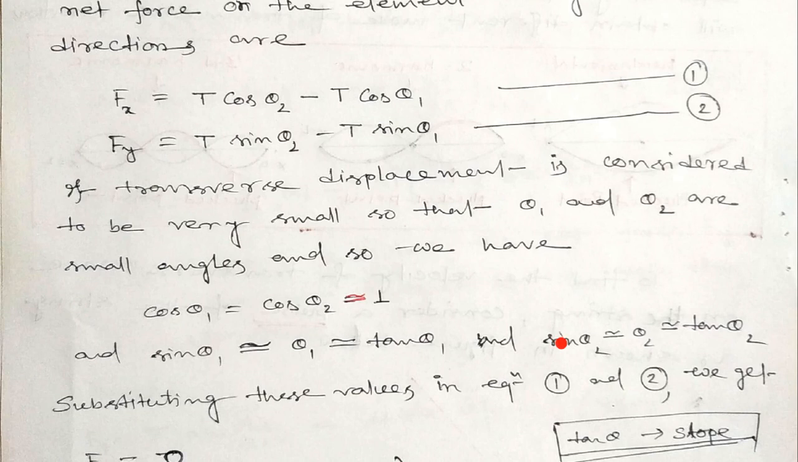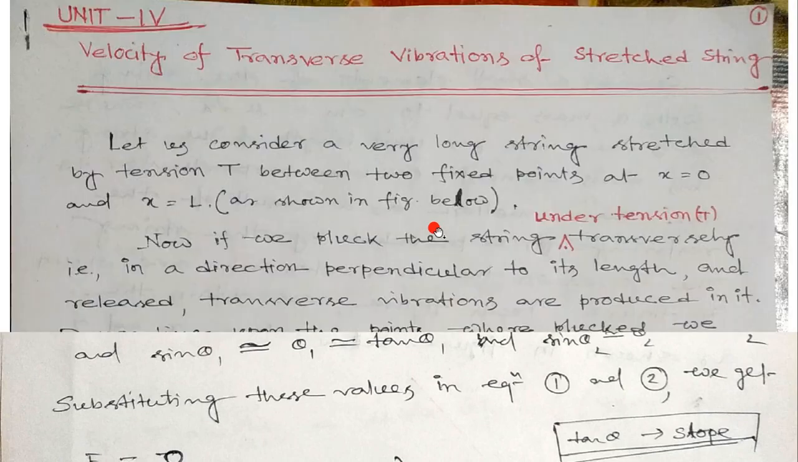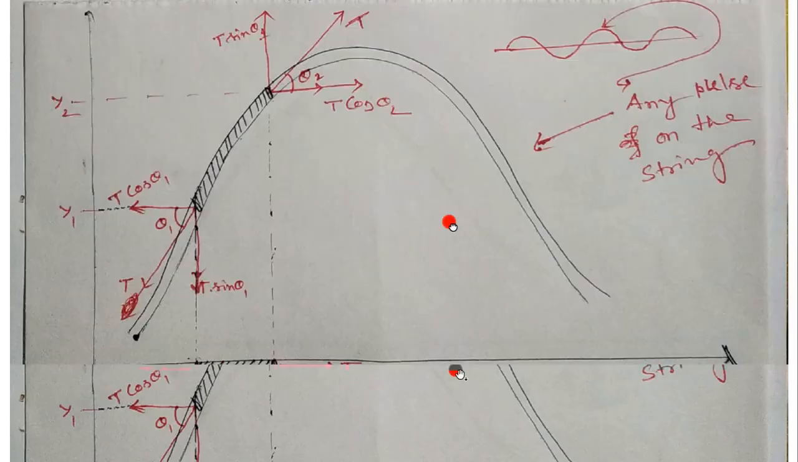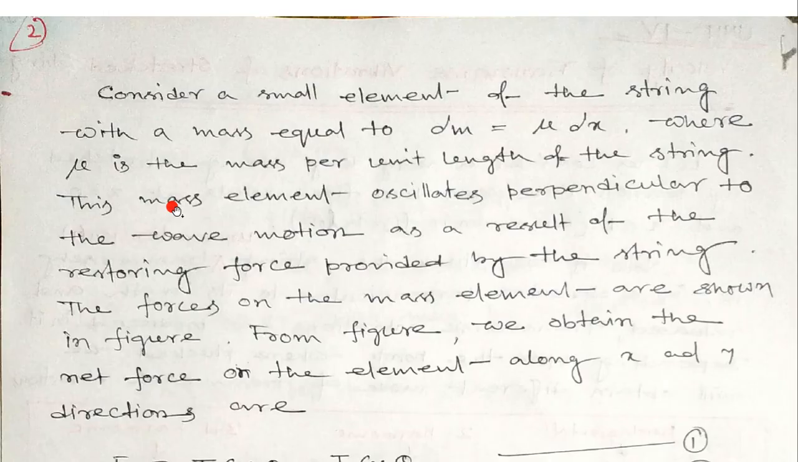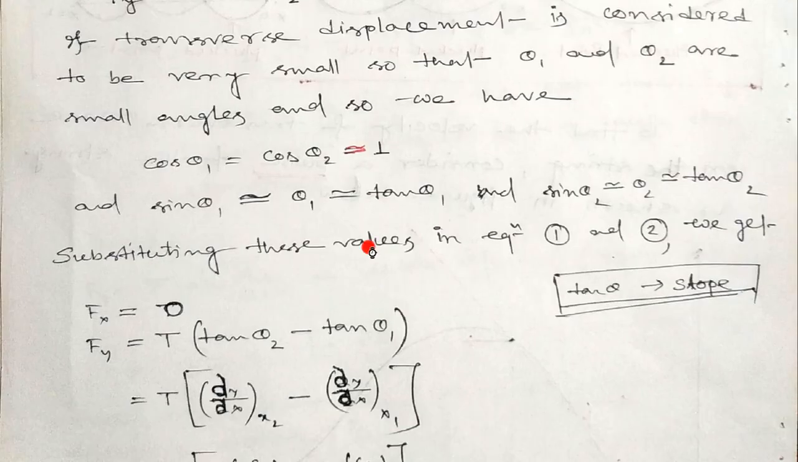Now, if we consider an approximation that the transverse displacement is very, very small, that is, the amplitude of the vibration is very, very small, then theta 2 and theta 1 will be very, very small, and for small angles we may approximate cos theta 1 and cos theta 2 to be equal to 1, and sin theta 1 and sin theta 2 to be theta 1 and theta 2 respectively, which may be further approximated as tan theta 1 and tan theta 2.